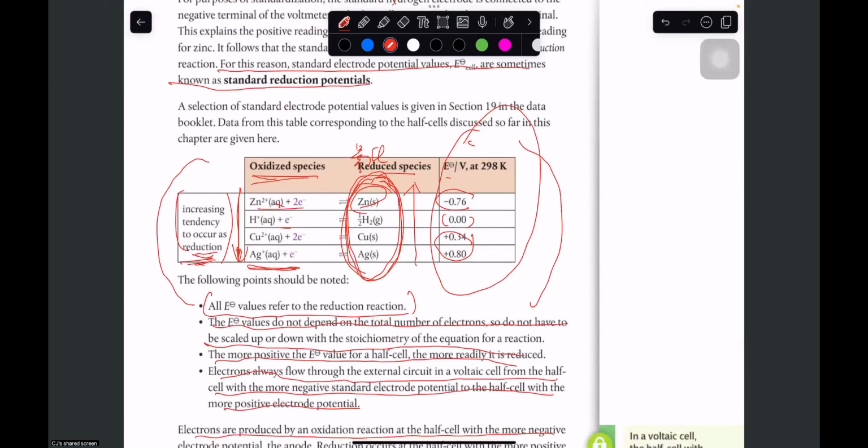For this zinc, we know this one, right? Actually, for the zinc, we get the E cell as minus 0.76. For hydrogen, we get 0. This is the SHE. And for copper ions, we get the positive 1. And for silver, we get the positive 0.8. So this is the E cell.